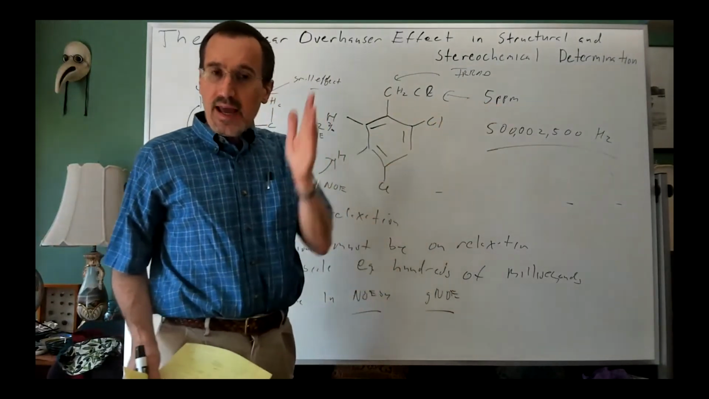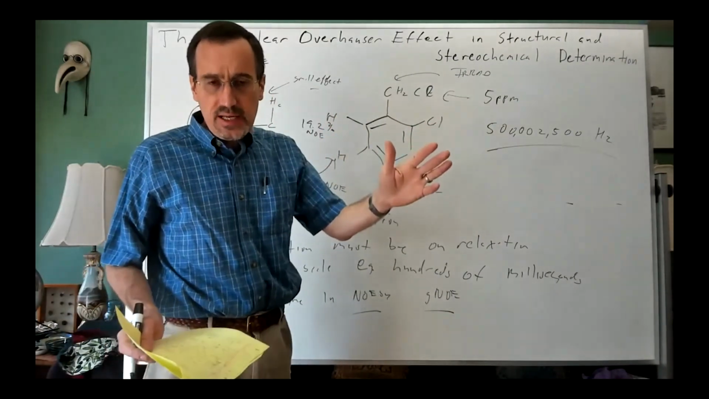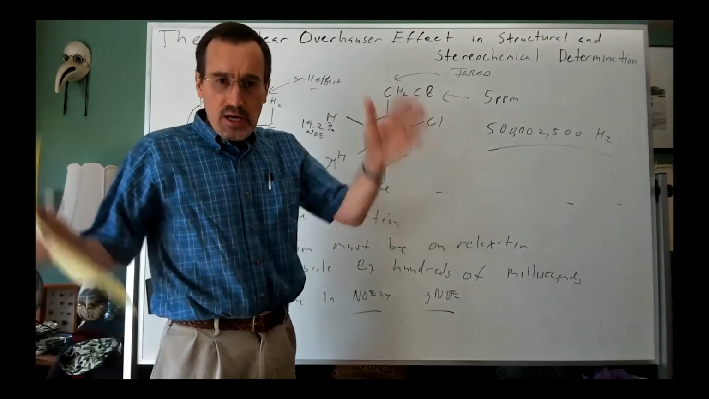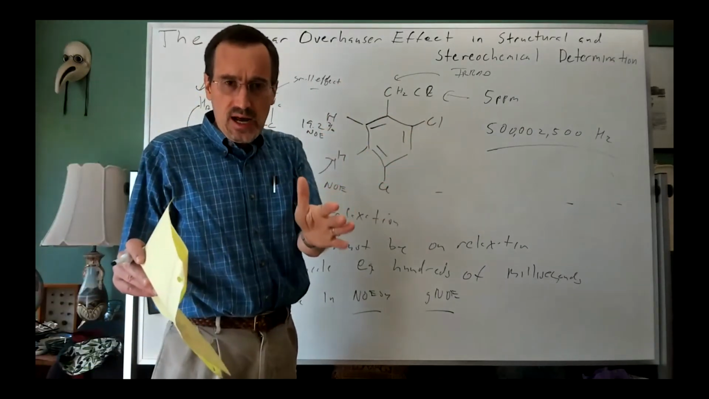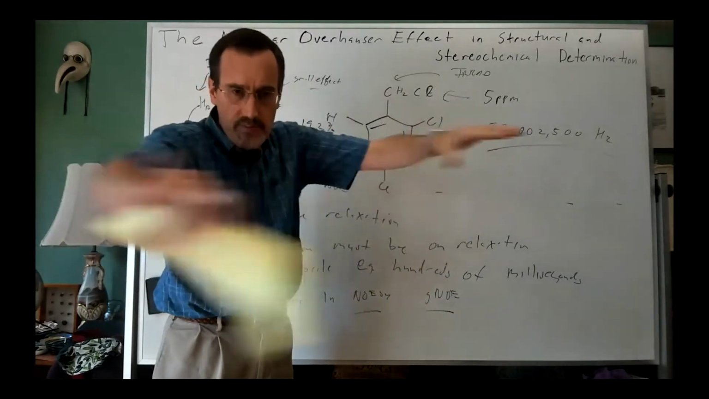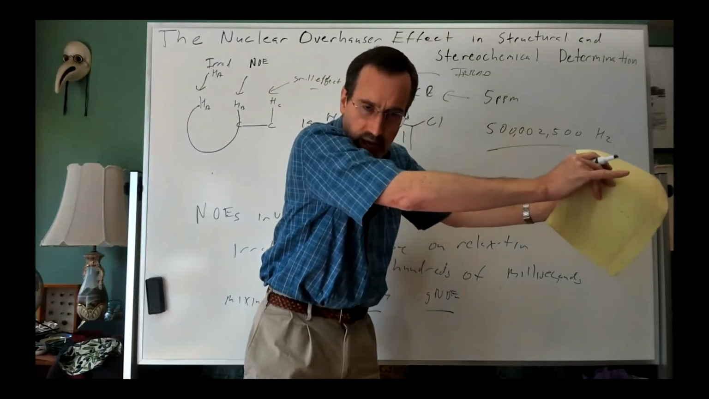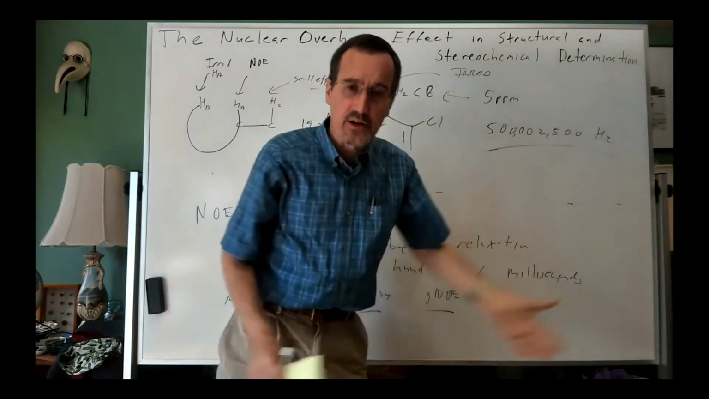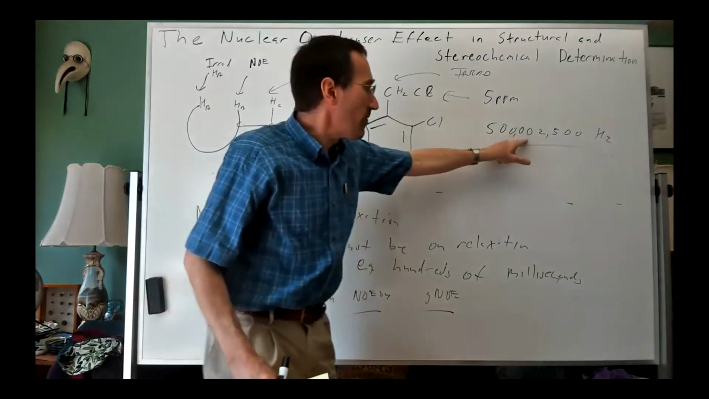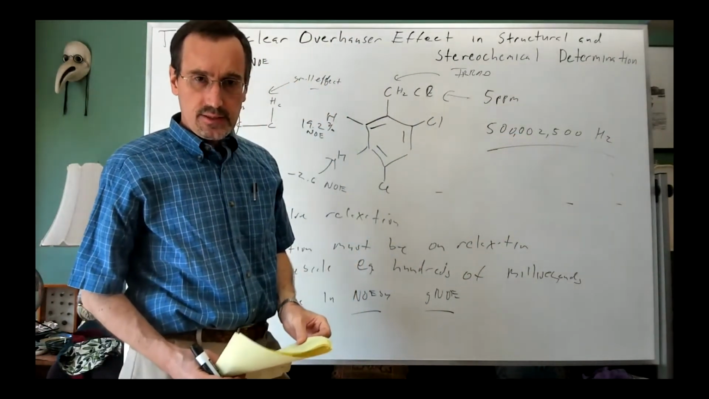When you're doing a broadband proton decoupled carbon NMR, you're irradiating all of the protons at 500 megahertz with broadband radiation, and you're observing your carbons a mile away at 125 megahertz. And this is just a more focused example. Other questions? That makes sense.